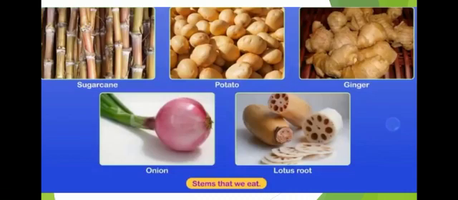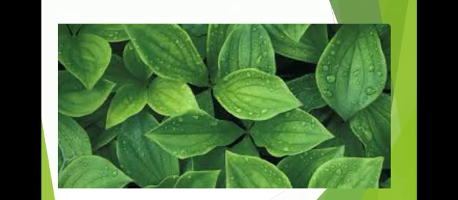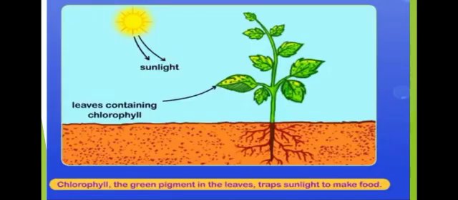Next, leaf. Leaves originate from the stem. The main function: the leaf contains chlorophyll, the green pigment. It traps sunlight to make food. The leaves are always flat, thin and green. The green color comes from the chlorophyll in the leaves. Some leaves even have a specific smell.